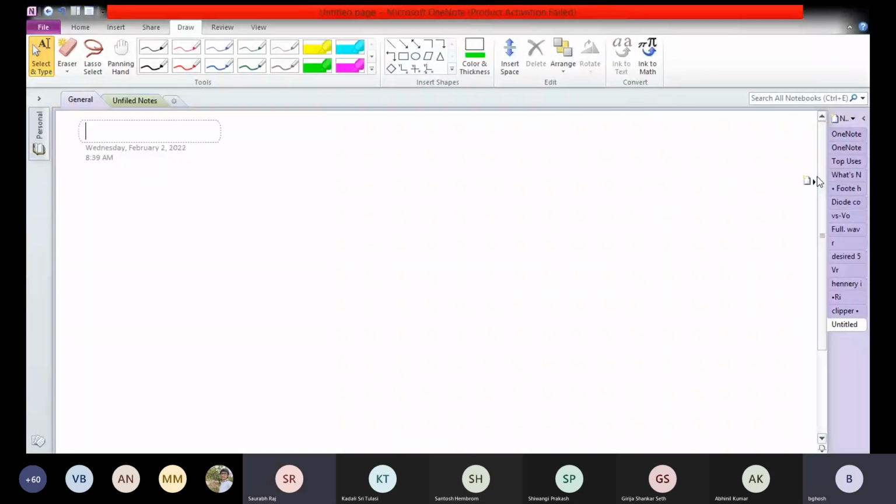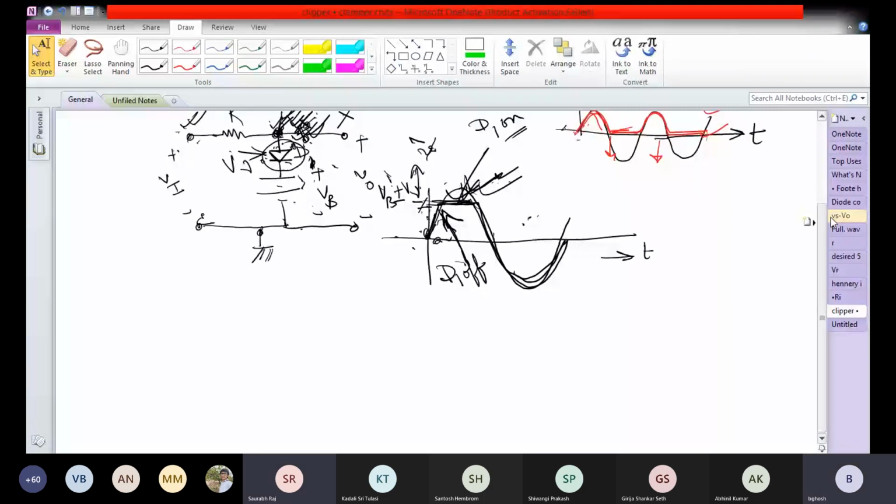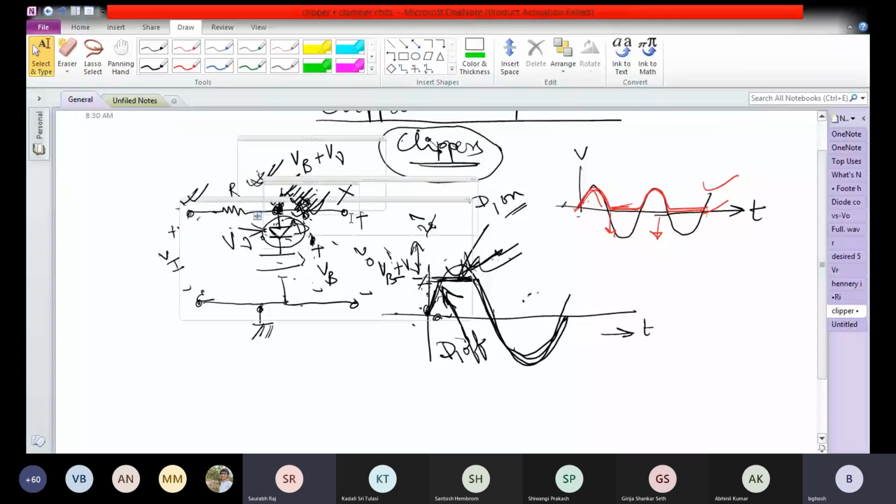Sir, when the diode will be off, what will be the voltage? When the diode is off, you see this voltage, D1 is off, therefore there is no current in the circuit. If there is no current in the circuit, there is no drop across R, and if there is no drop across R, the output voltage V0.